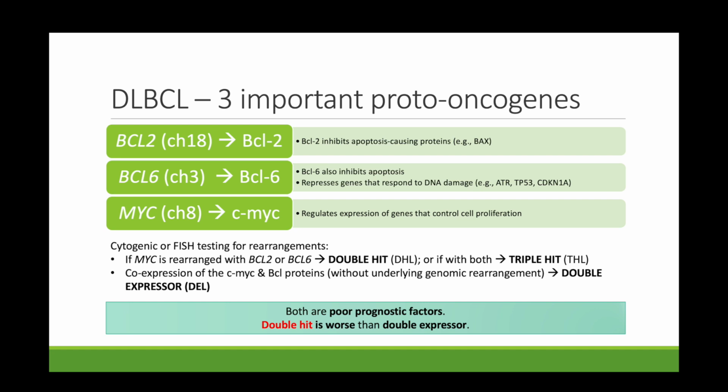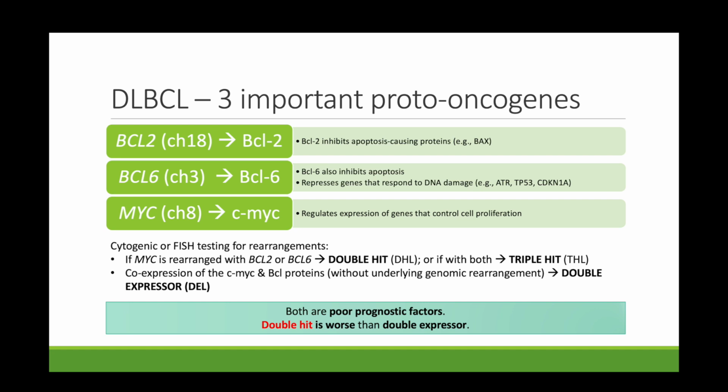So the reason it's important to get an adequate biopsy when we perform biopsy, remember we said either excisional or at least a core biopsy, is so that we can perform FISH testing and look for these rearrangements. If MYC on chromosome 8 is rearranged with either BCL2 or BCL6, that is known as a double hit lymphoma. Sometimes it can be rearranged with both, and then it's called a triple hit lymphoma.